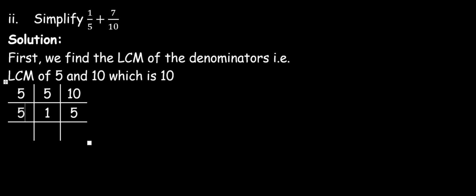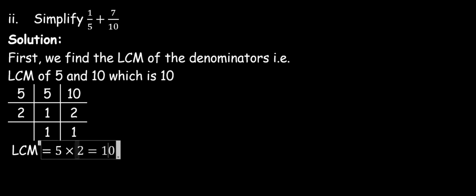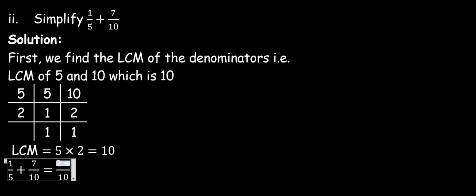Next, we take 2. 2 divide 1, bring the 1 down. 2 divide 2 will give you 1. Thus, our LCM of 5 and 10 is the same thing as 5 times 2, which is equal to 10, which is 1 over 5 plus 7 over 10 to be equal to, the denominator will put our 10. Now, when 5 divide 10, will give you 2.